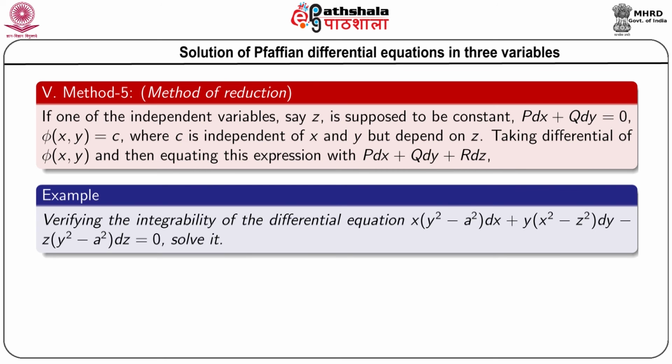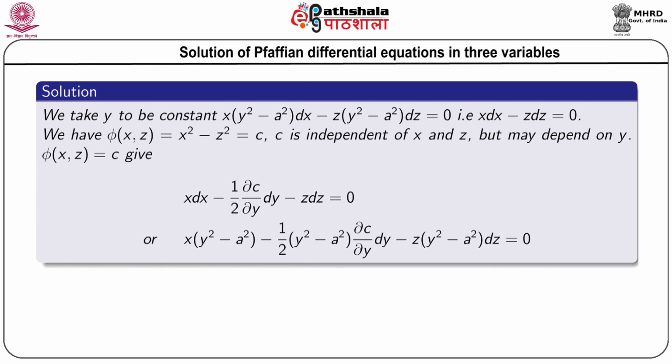To clear that idea, we are taking one example. This is the example: x(y² − z²) dx plus y(x² − z²) dy minus z(y² − x²) dz equals 0.